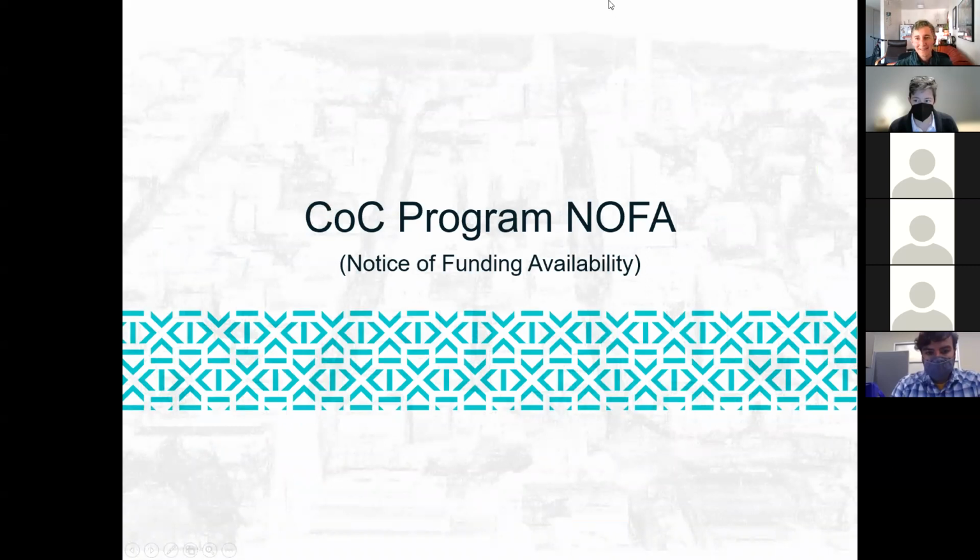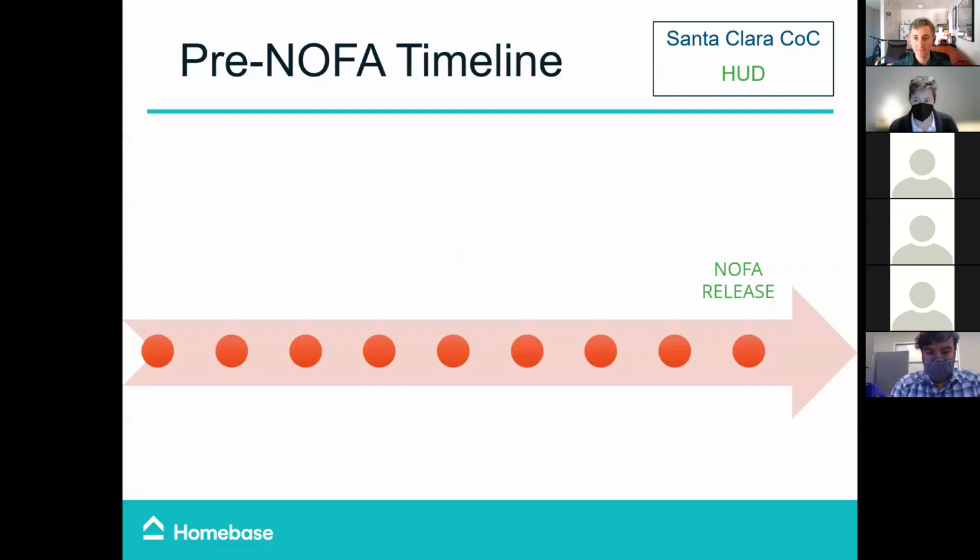Our last piece here is about how do you apply for this funding? Or what does the timeline look like at the very least? The notice of funding availability, or now it's called the notice of funding opportunity. So you might hear me or other people jump back and forth between Nofa and Nofo. But that weird acronym refers to the written notice that HUD releases to let us know that the competition for this year is starting.